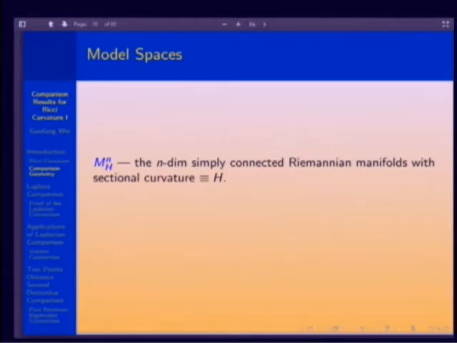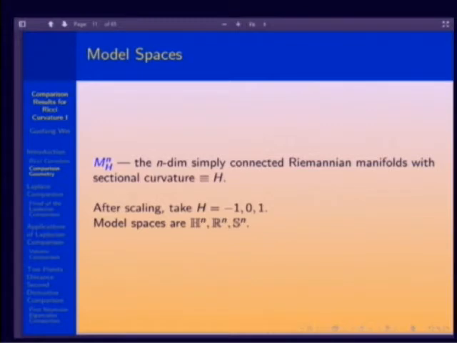So this model, after scaling, really, we only have three spaces. The good thing about comparing to the model is that we know everything about it. These are really concrete spaces. So we can try to use the model to understand the manifold.